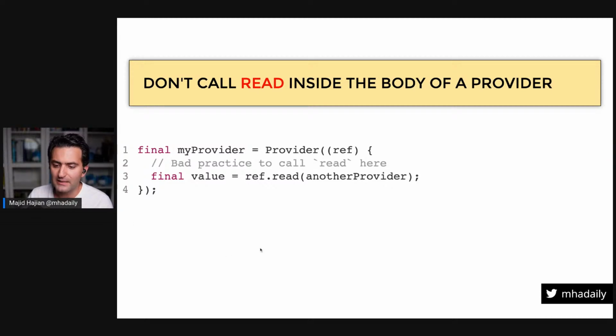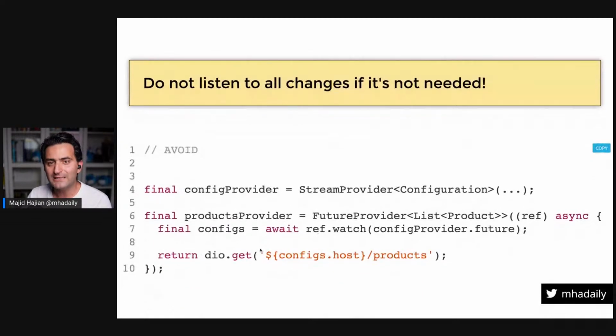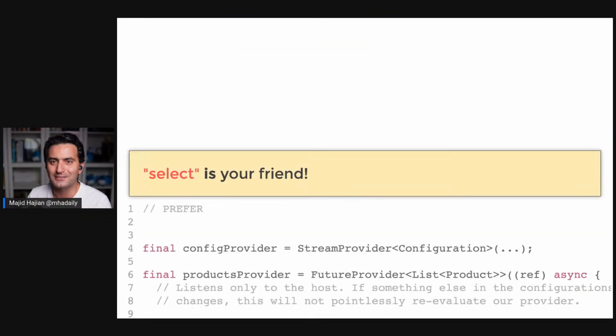Another good practice is do not listen to all changes. For example, we have a user, and when the user state, like the auth state, is changing, we're going to do something, or the name is changing, we're going to do something. Why would you listen to all changes? That's not really necessary in this case. So in that case, you can use something very interesting, and I will show you in this slide.